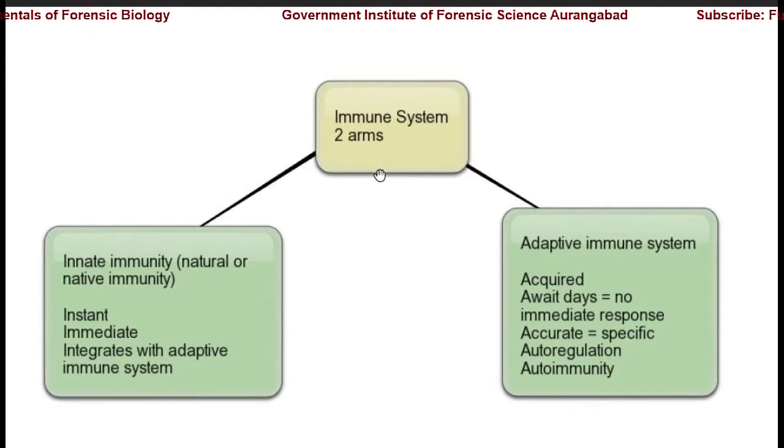So we can divide the immune system into two halves, that is innate immunity, also known as natural or native immunity. This is an instant type of immunity. It shows its response immediately. It integrates with the adaptive type of immunity.